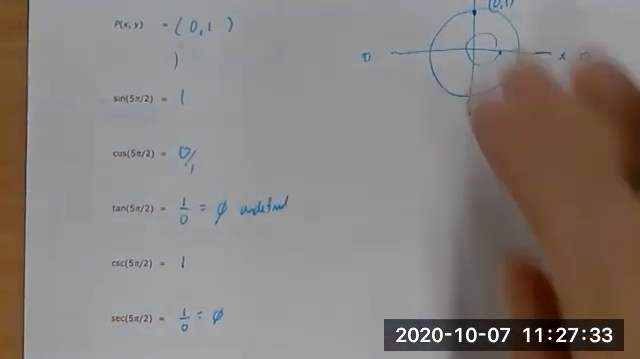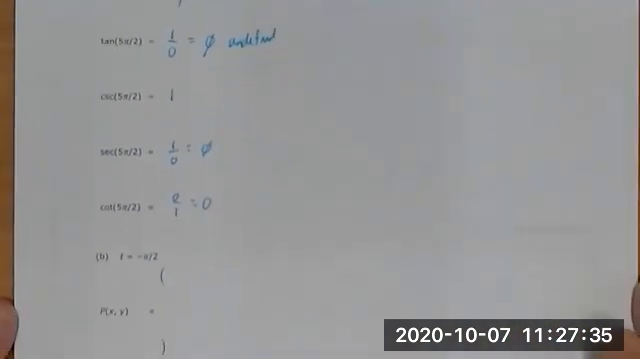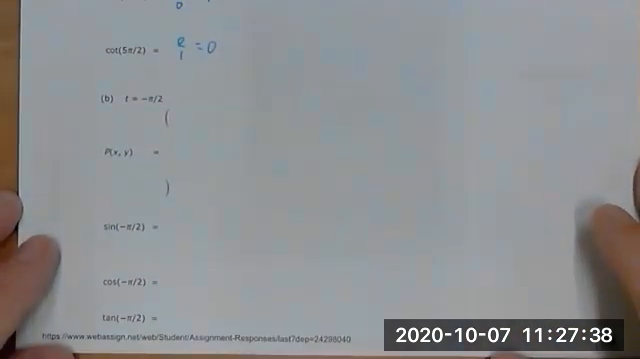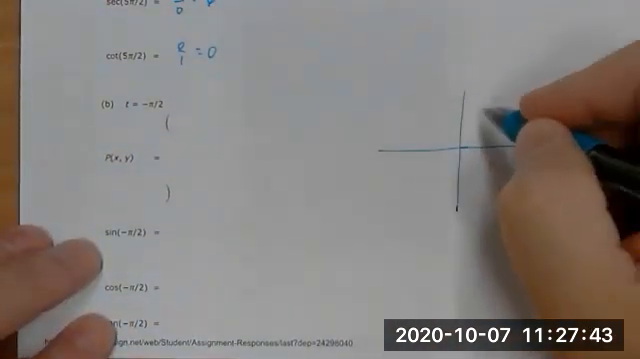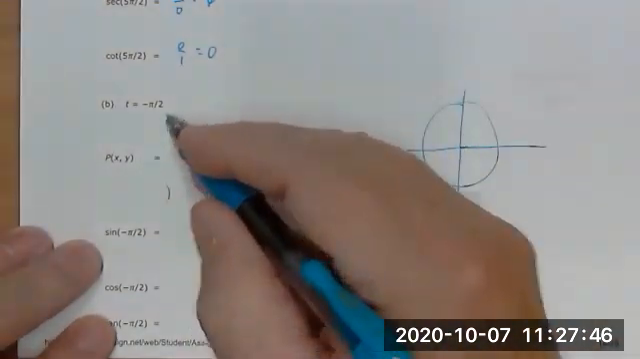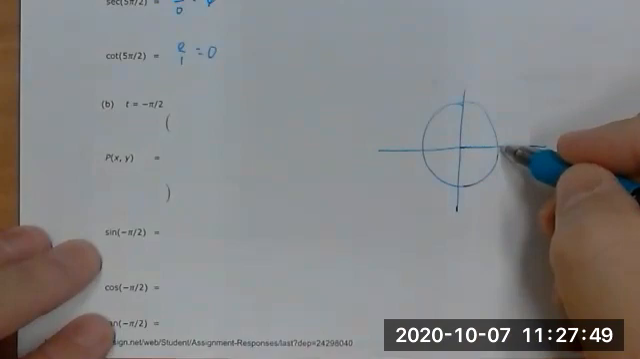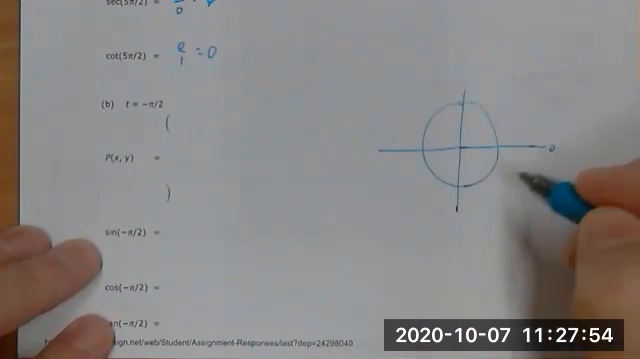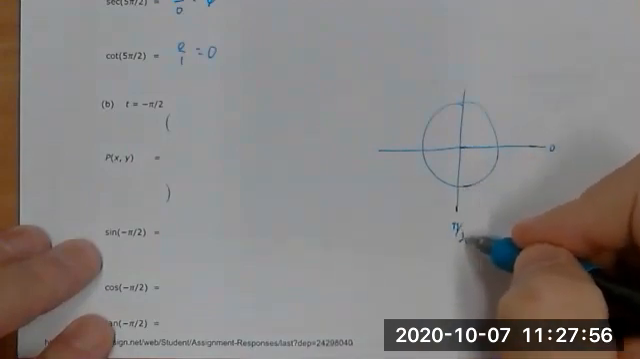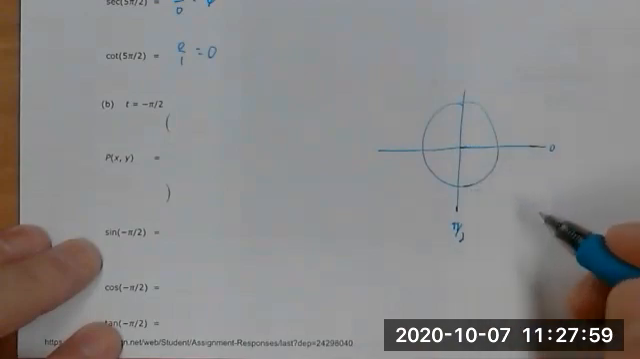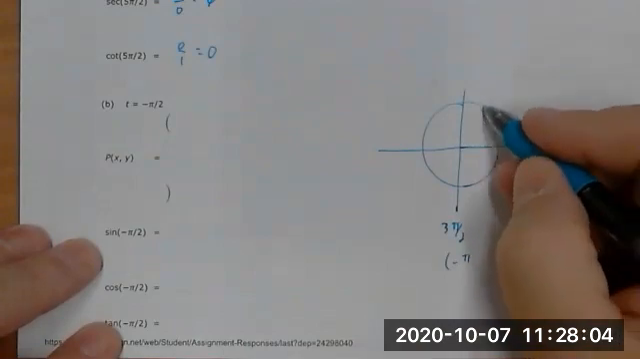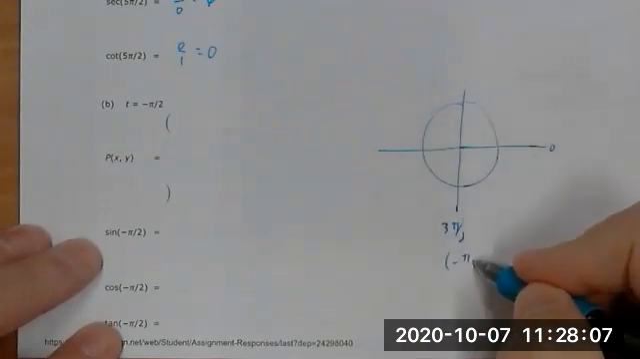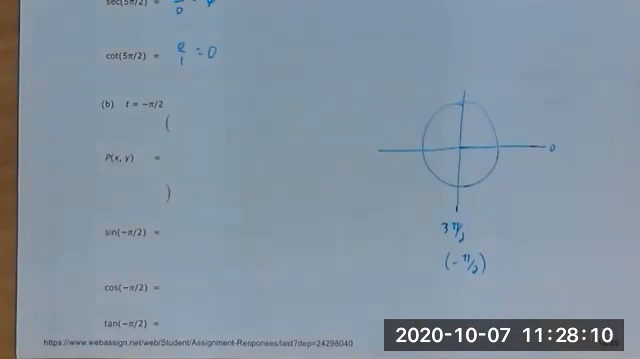Here's the second one. This might be a little bit easier. Now they want you to go to the angle negative pi over 2 on the unit circle. Negative pi over 2 means you go pi over 2 in the clockwise direction. So if 0 is here, this is pi over 2, but if I'm thinking about negative angles, whoops, it's 3 pi over 2. 3 pi over 2 positive. In terms of a negative angle, it's negative pi over 2.